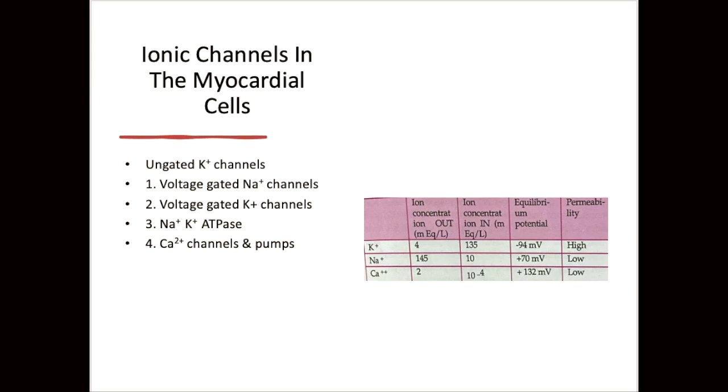If the fast channels fail to open, the depolarization occurs via the entrance of calcium through these channels. I repeat again: if the fast channels fail to open, then how will the depolarization occur? By the entrance of calcium through the voltage gated slow calcium channels.